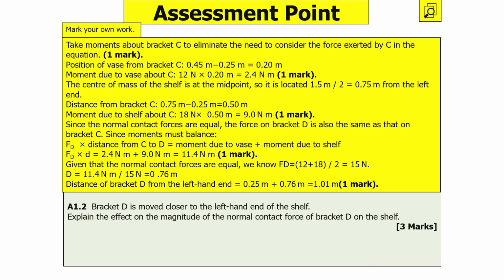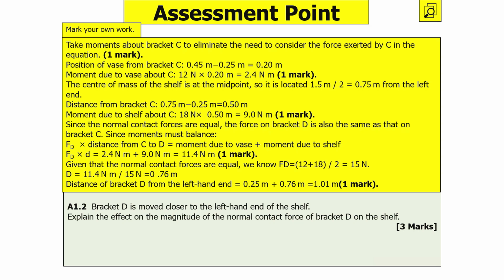Now the centre of mass of the shelf is located at the midpoint, so it's 0.75 meters from the left-hand end. So the distance from bracket C is 0.75 minus 0.25, which is 0.50 meters. The moment due to the shelf is 18 newtons times 0.50 meters, or 9 newton meters.